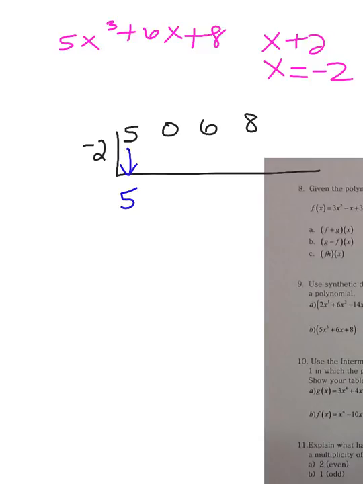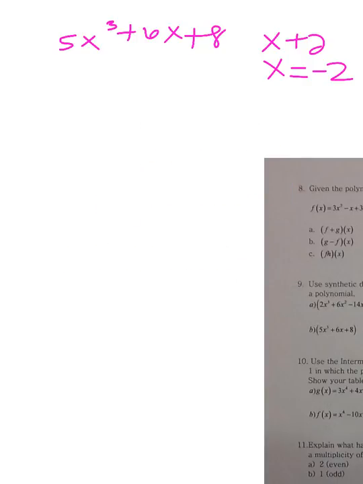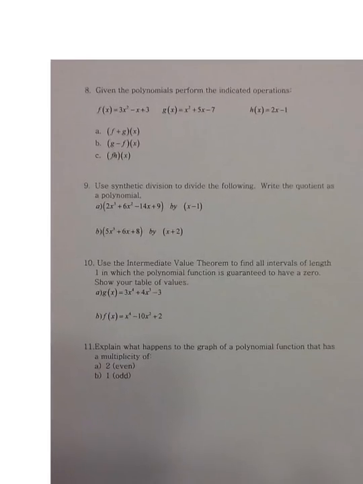So then multiply by negative 2 and I get negative 10. That's negative 10, positive 20. 26 times negative 2 is negative 52. 8 minus 52 is negative 44. I started off with an x to the third, so my 5 will now be an x squared. So it's 5x squared minus 10x plus 26 minus 44 over x plus 2. Okay, so that was 9.